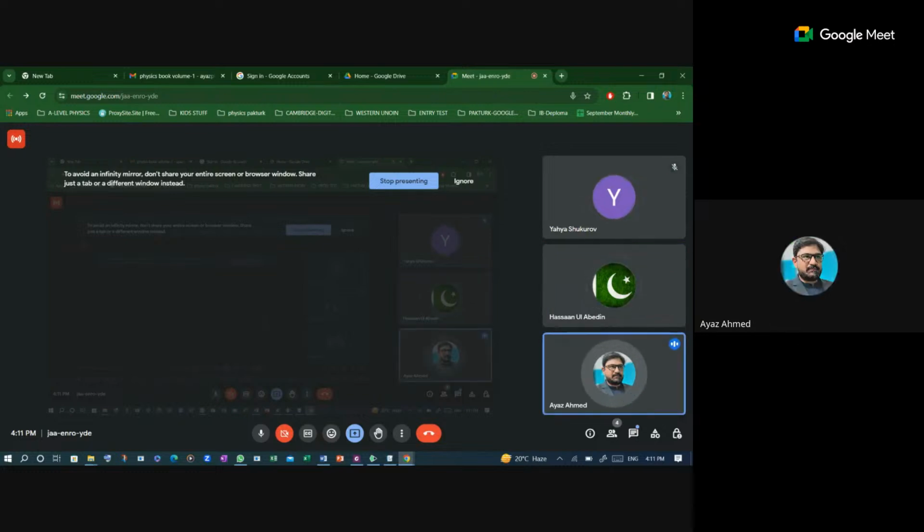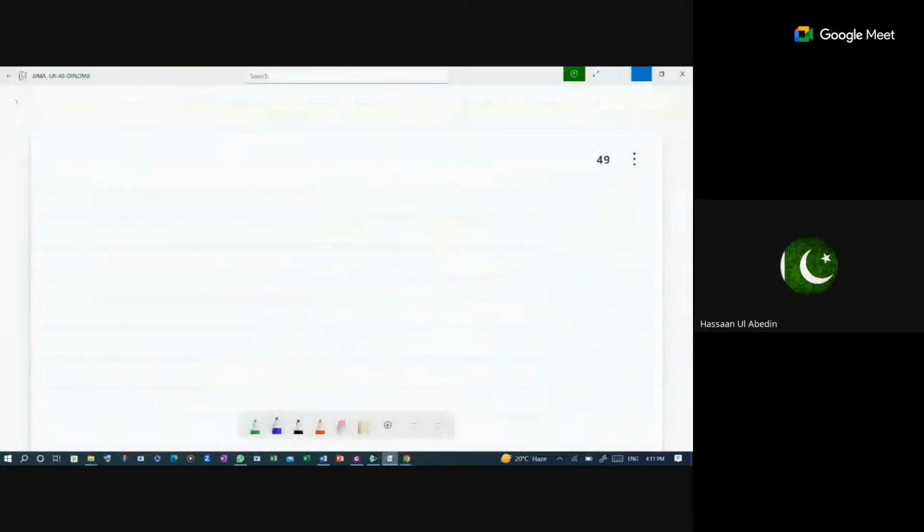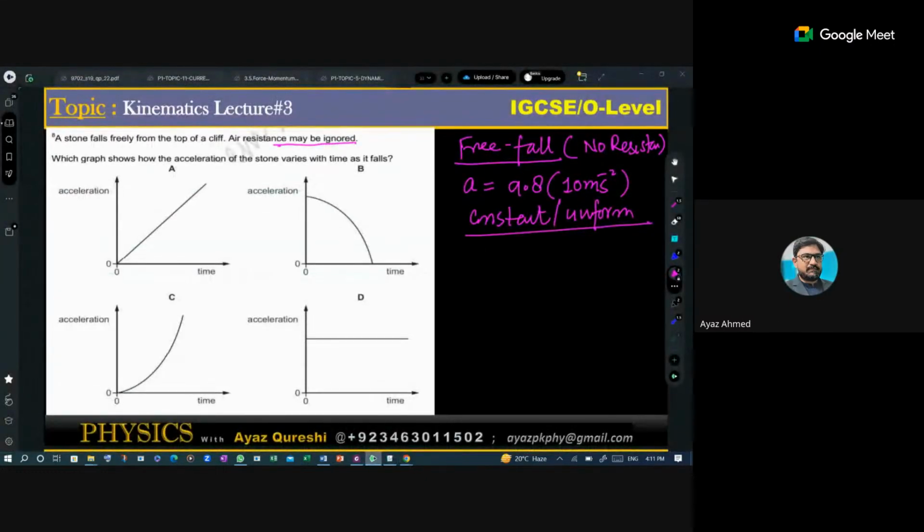Okay, now is the screen shared? Yes. Now is it clear? So I was saying that this question is from which topic? Free fall. And in free fall, we came to know that air resistance is ignored. When there is no air resistance, what acceleration do we consider? 9.8 or 10 meter per second square, constant acceleration, right? So which graph would be the correct one then?